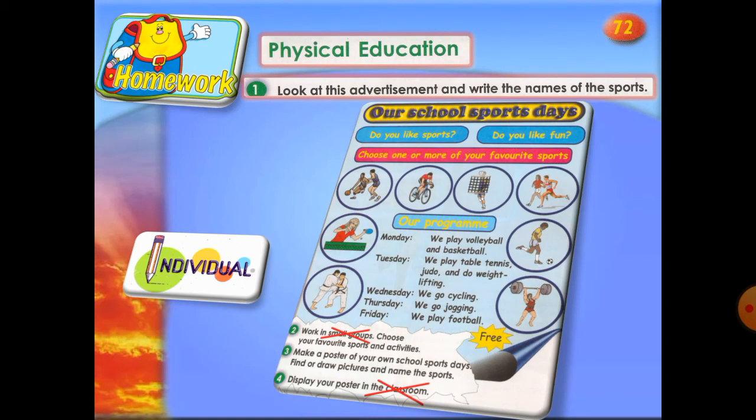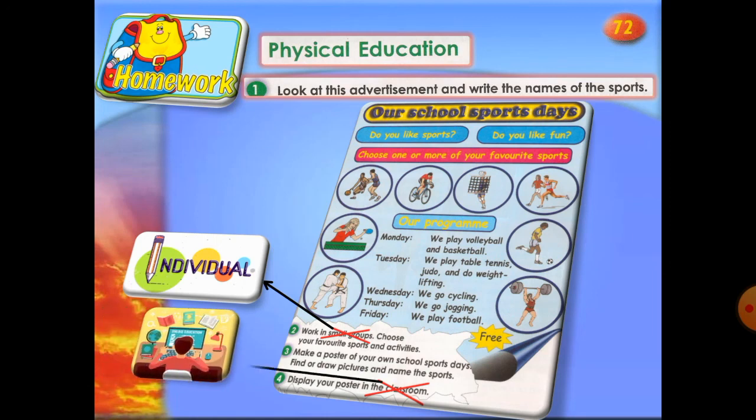So the homework is like this: an advertisement of our school sports days. Work in small groups. No, you're going to work individually at home. Yes, you know why. Choose your favorite sports and activities and make a poster of your own school sports days. Find or draw pictures and name the sports. Number 4, display your poster in the classroom. No, you're going to display it via any multimedia device you have at hand, your phone, your tablet, or your PC. So you can do it and show your teacher the outcome.